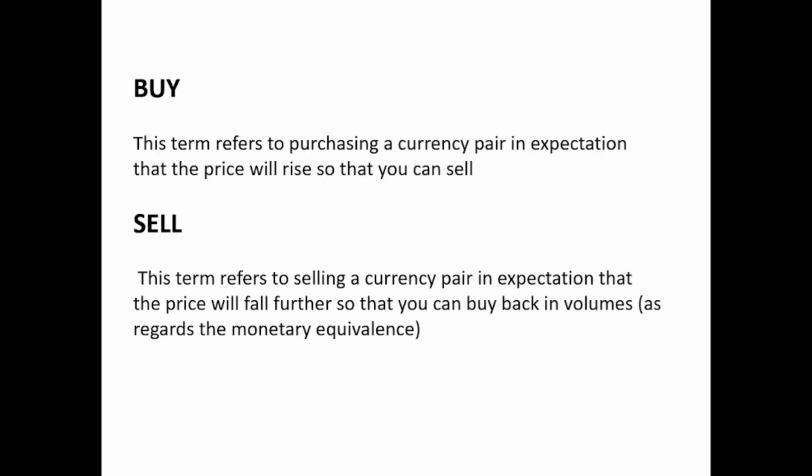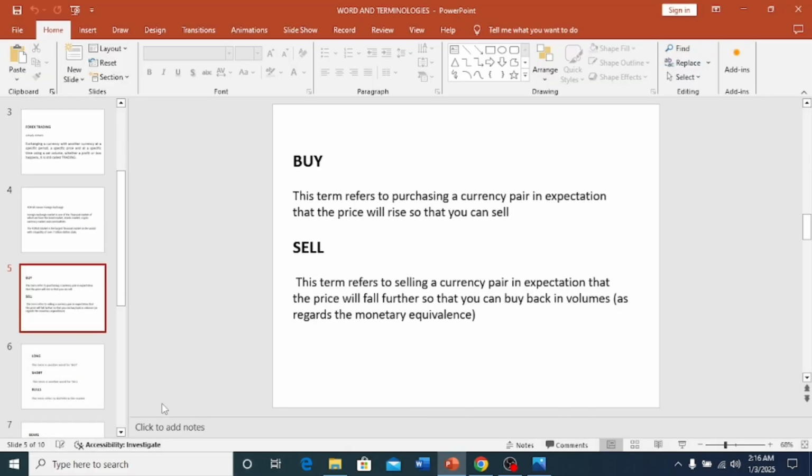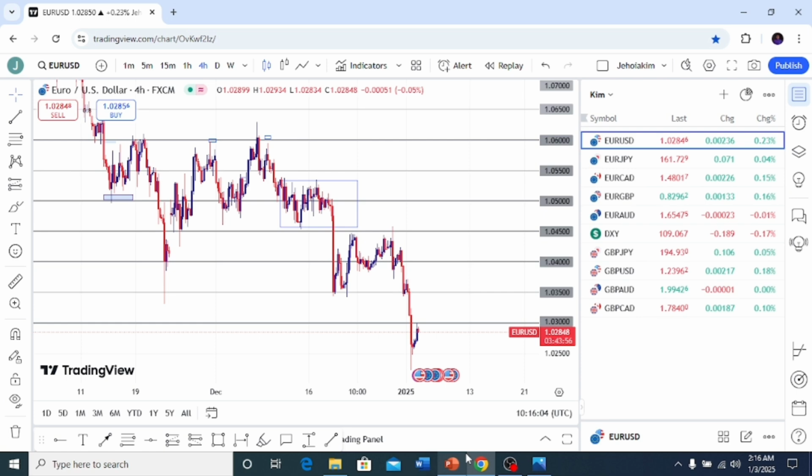Let's move forward now to the terms and terminologies, the words that you hear traders talking about. You hear traders saying, I'm doing this, I'm doing that. Now, buy. This term refers to purchasing a currency pair in expectation that the price will rise so that you can sell. Now, let's go to the chart to show you what I'm talking about.